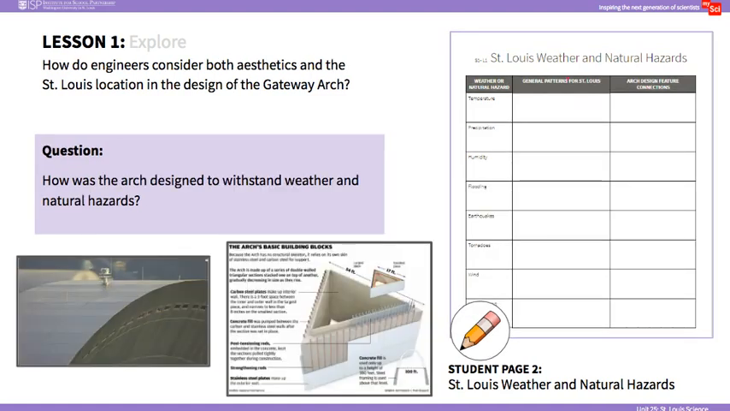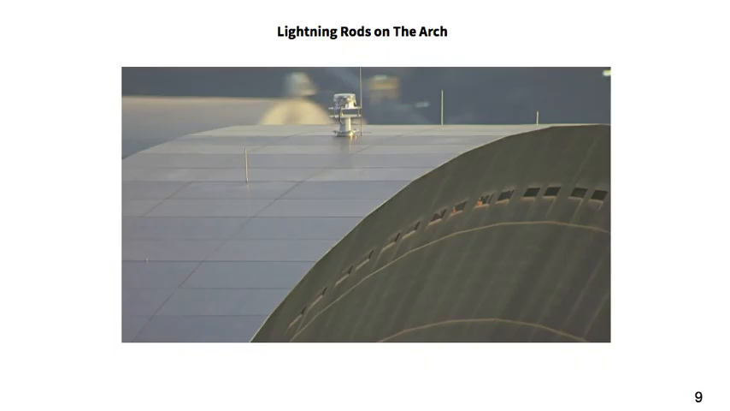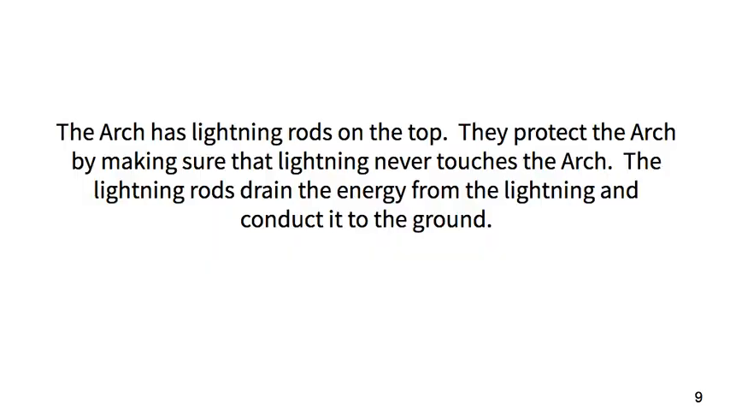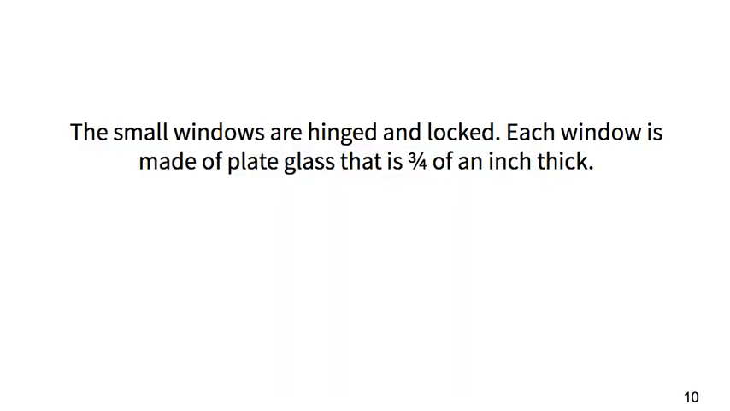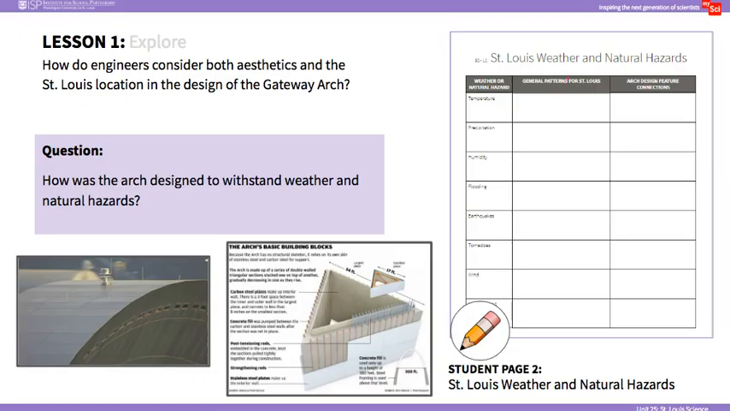After students analyze the data on the weather and natural hazard cards, they'll get a set of arch cards. These arch cards will have certain features that the engineers included on the arch. They're going to look at the features, the descriptions on the back of the card, and discuss which weather or natural hazard these features were built to protect us from.